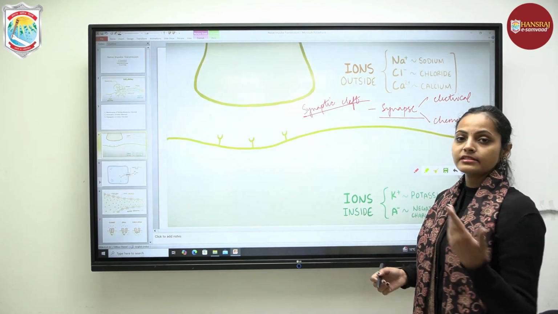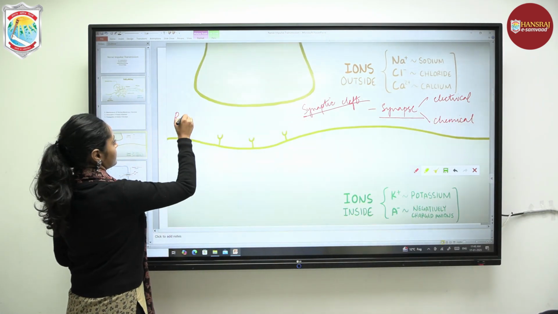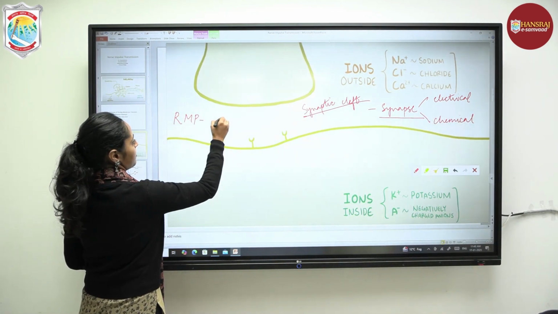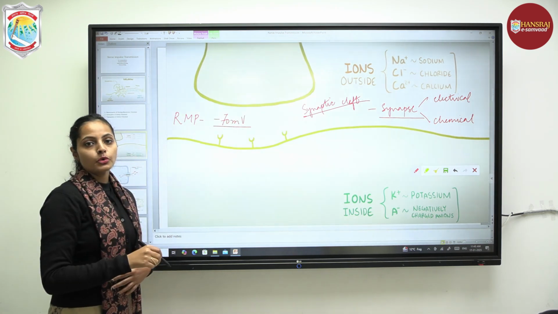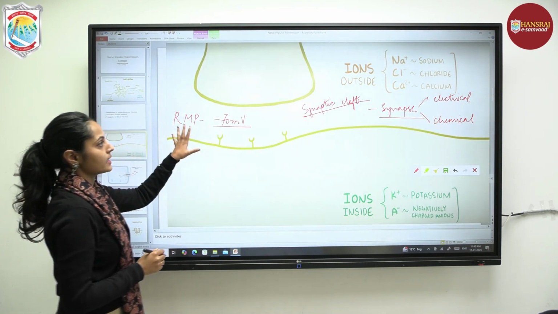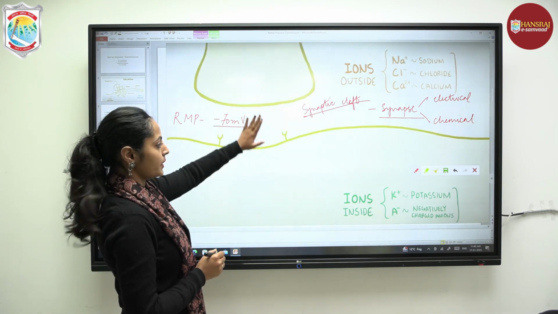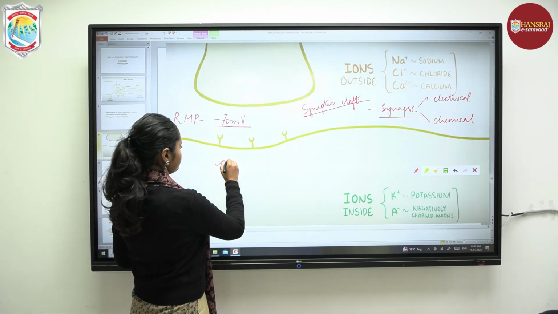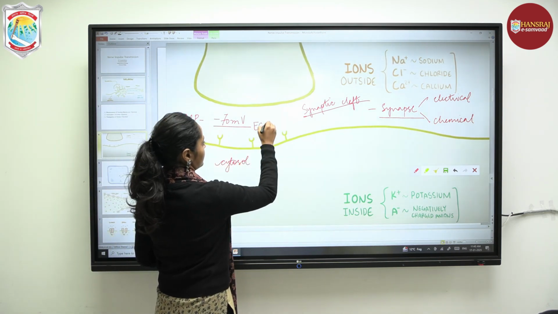First is resting membrane potential, which is called as RMP, the value for which is minus 70 millivolt. Now this is maintained throughout when the nerve impulse is not propagating any signal. So how is this maintained? So let's assume this is extracellular fluid and this is our cytosol. And this is our extracellular fluid.